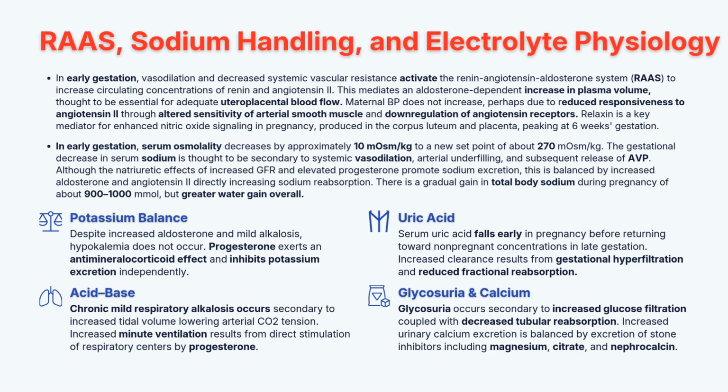Mild glycosuria can occur during pregnancy because of increased filtered glucose load and relatively reduced tubular reabsorption. Urinary calcium excretion also increases, but the risk of stones doesn't rise dramatically because pregnancy also increases urinary inhibitors of stone formation such as citrate and magnesium.